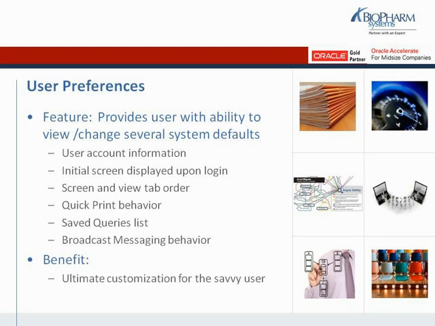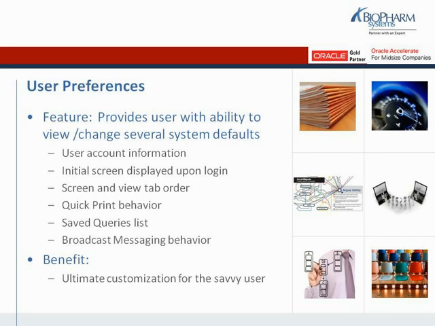So instead of landing on the home page, they can choose a more specific one. The tab order: if they have certain tabs that they never access, they can choose to hide some of them or reorder the tabs so it's a little bit more user-friendly for them.